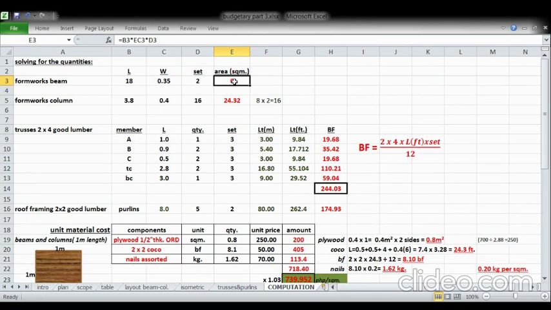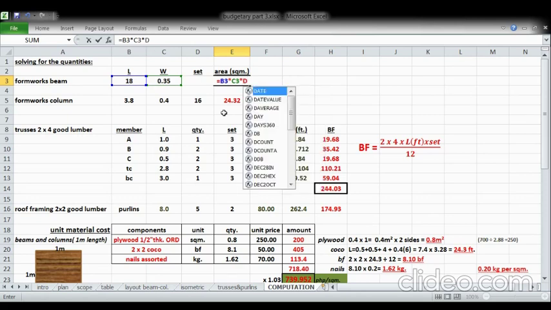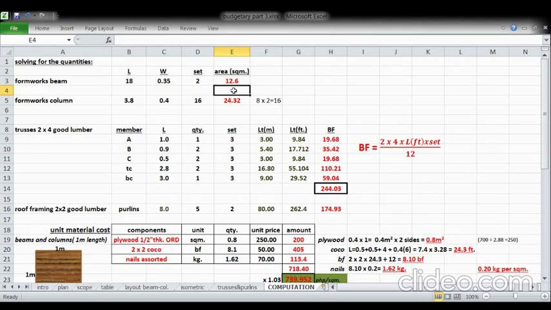Put the formula here: equals length times width times set, the number of sets, C3. C3 is the formula. I'm using Excel now, okay? So this is B3, okay? So there, 0.6. So 18 times 0.35 times 2 is 12.6 square meters.